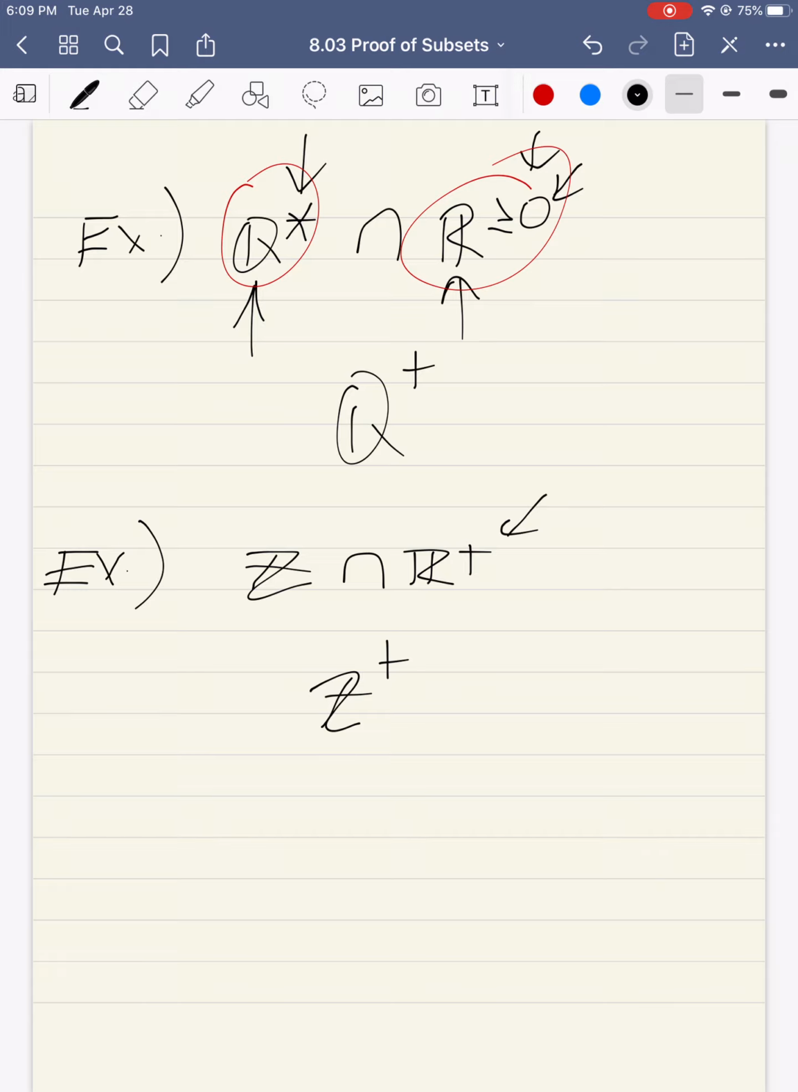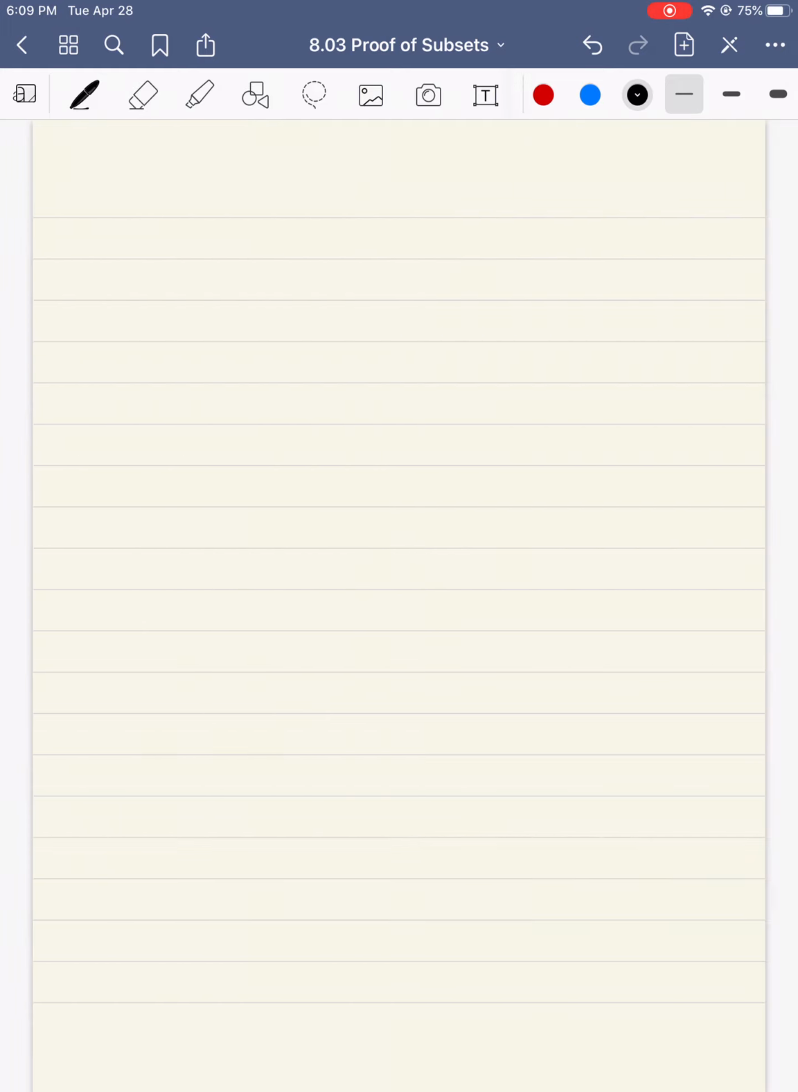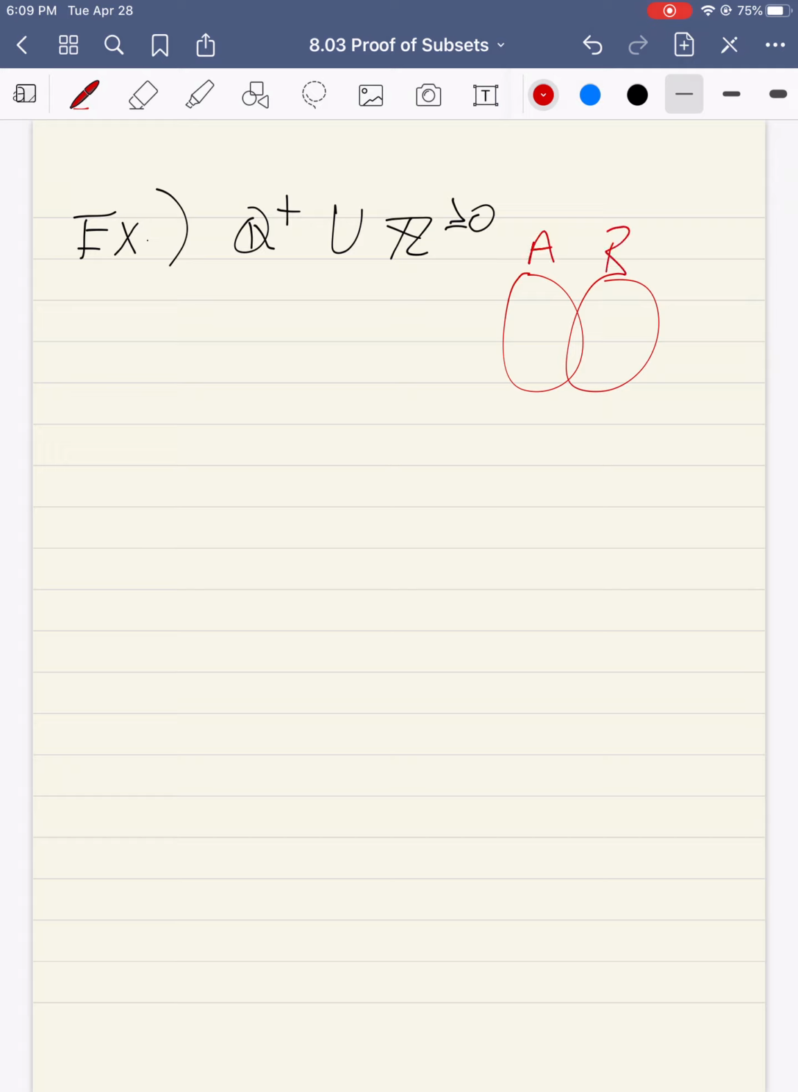Let's take a look at using a union. So we have the positive rationals union with the zero and positive here, so our integers, so the non-negative integers. So union's going to work a little bit differently because we are trying to include everything. So again, picture a Venn diagram here where I have set A and set B. This is going to include everything that's in either A or B. So when we're looking at this, we have to keep that in mind.